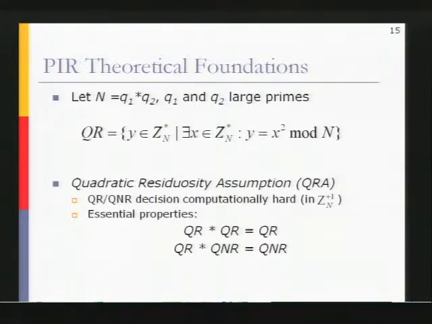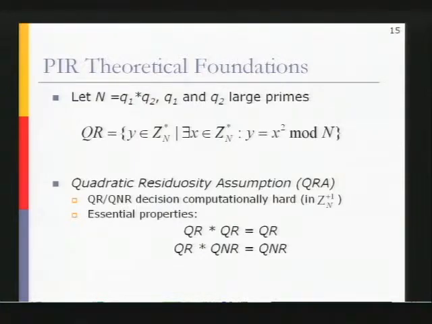And based on this definition, we can define the complement, right? Which is the QNR set. The numbers which are not in this set, which are not quadratic residues, are quadratic non-residues. The quadratic residuosity assumption, QRA, states that it is computationally hard to decide whether a given number with n bits is a QR or a QNR if the factorization is not known.